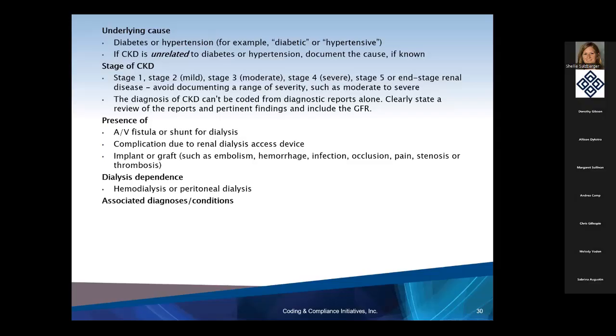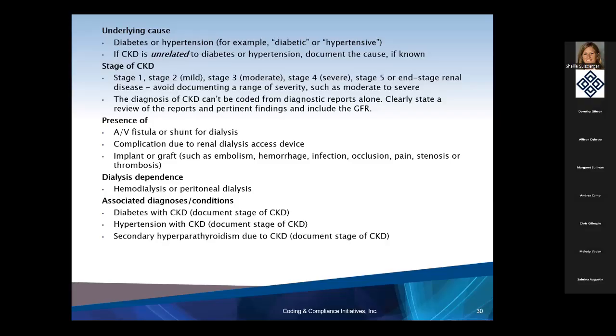As I said earlier, diabetes with chronic kidney disease followed by the stage of the kidney disease. Hypertensive chronic kidney disease, again, 2 codes. I need to know the stage of the kidney disease. If the patient does have a secondary condition like hyperparathyroidism due to chronic kidney disease, we will need both codes, again, with the stage of the kidney disease.